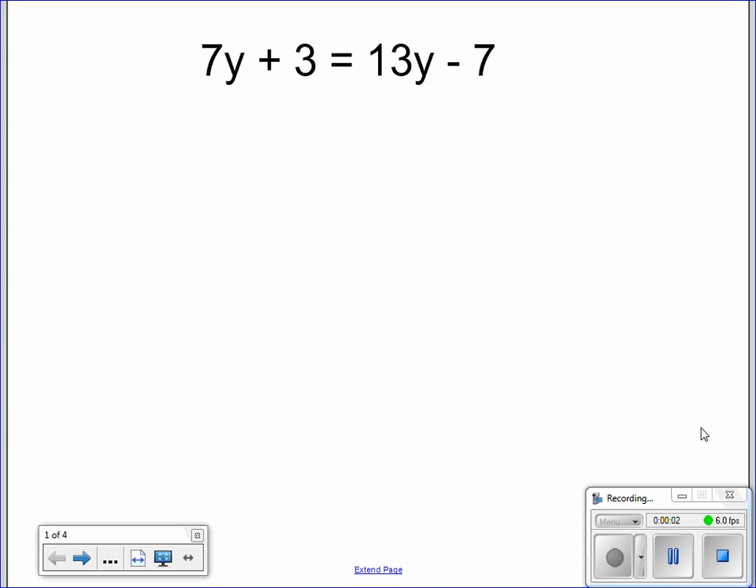Today we're going to talk about finding the solution when we have variables on both sides. So we have our equation here. I know whatever I do to one side of that dotted line, I have to do to the other side. So I could subtract 13y on both sides.